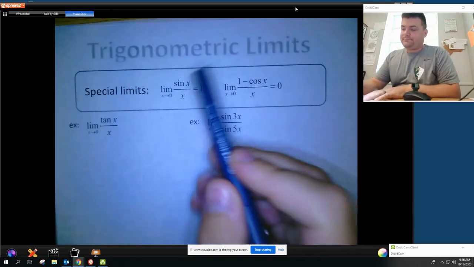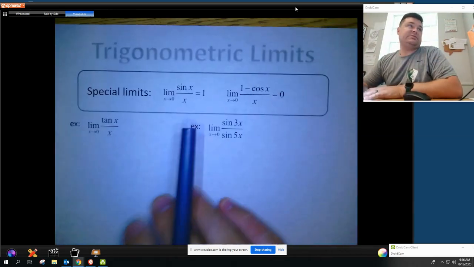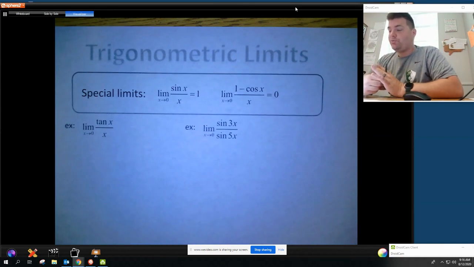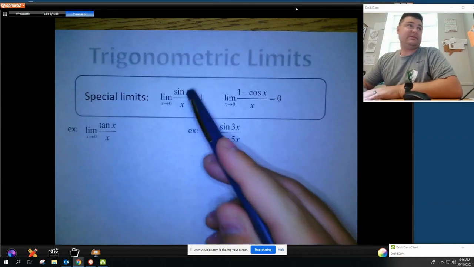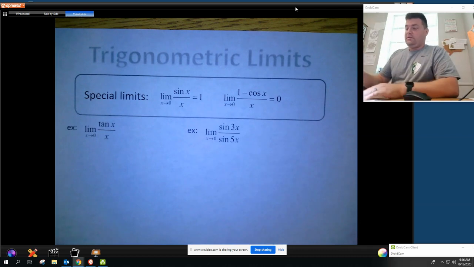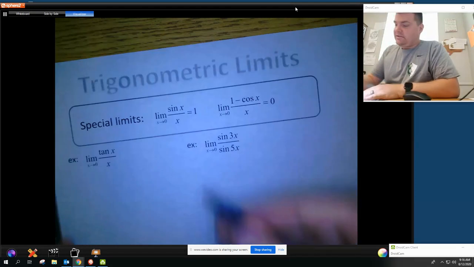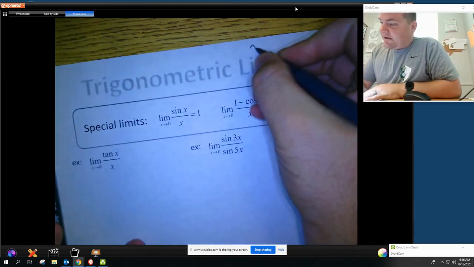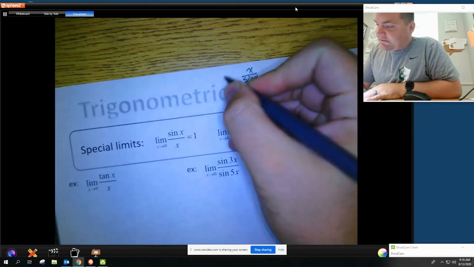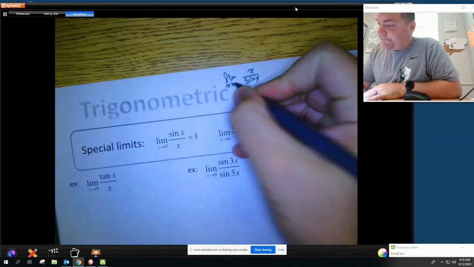And here they are. So the limit as x approaches 0 of sine of x over x is equal to 1. And let me explain this real quick. Since this is equal to 1, you can flip the x and the sine. So you can have x over sine of x. That will equal 1.